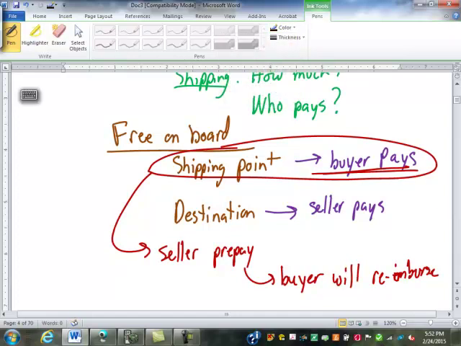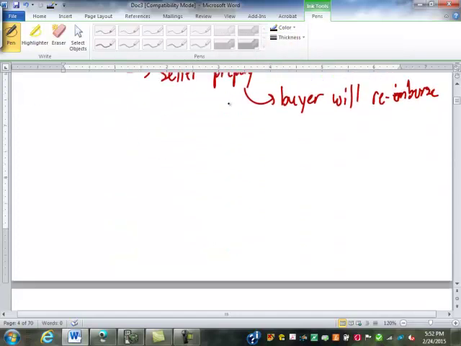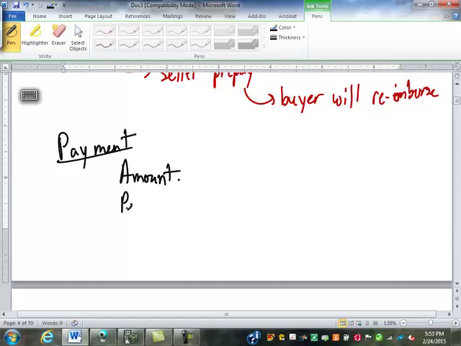Okay, so next step. Finally, payment. Probably the most important part of the invoice, the payment. The payment will include the amount and the significant periods. Two periods come into play. There will be a discount period.